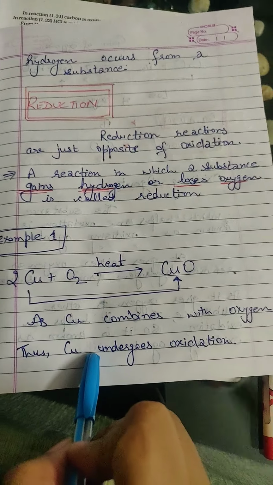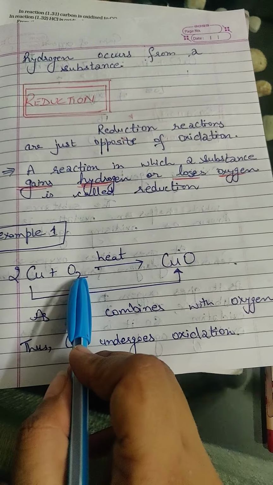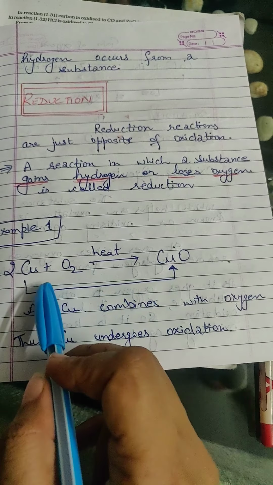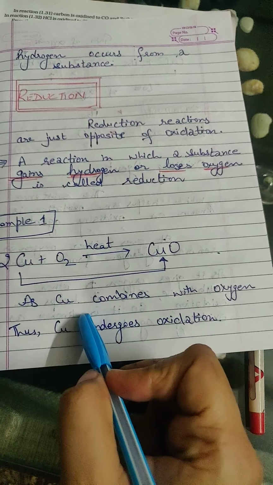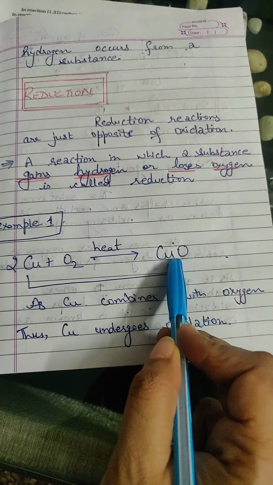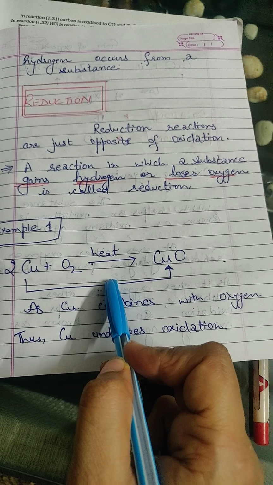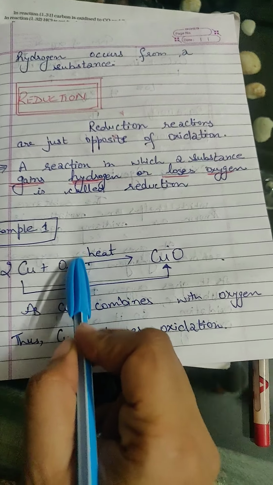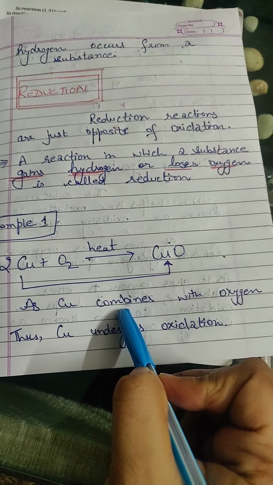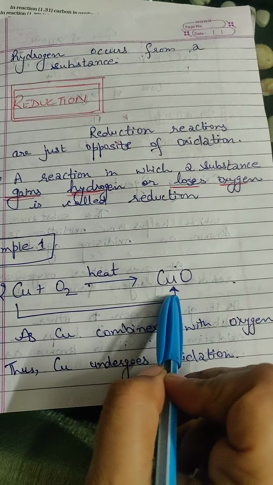Let's understand oxidation and reduction with the help of examples. Copper is combining with oxygen and we are getting copper oxide. This reaction occurs when we heat copper with oxygen. As copper combines with oxygen, copper is showing oxidation. What is oxidation? Addition of oxygen. So oxygen is being added to copper, therefore copper is showing oxidation. It's clear what oxidation is.